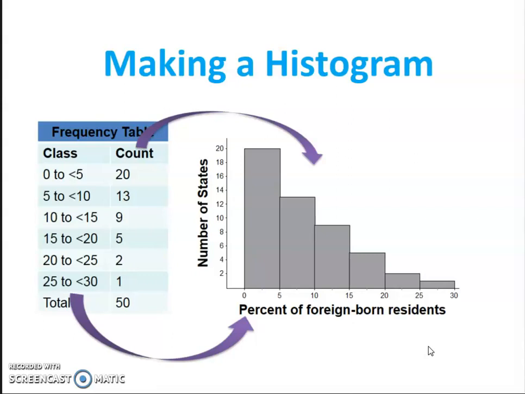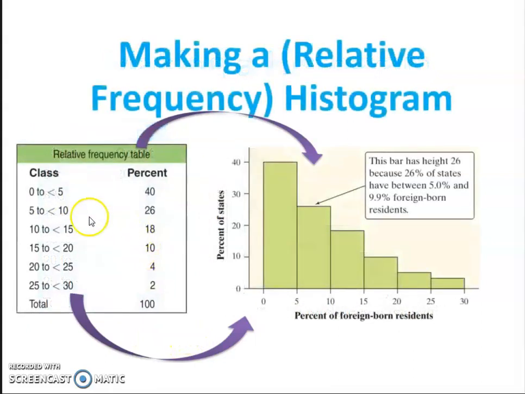If you wanted to make a relative frequency histogram, you basically go through the same steps. You would have to make the frequency table first, and then you would, just like we did before when we were making pie charts, you would have to divide the count by the total. So 20 divided by 50, 13 divided by 50, 9 divided by 50. So still the same classes, it's just now instead of having counts, you have percents.